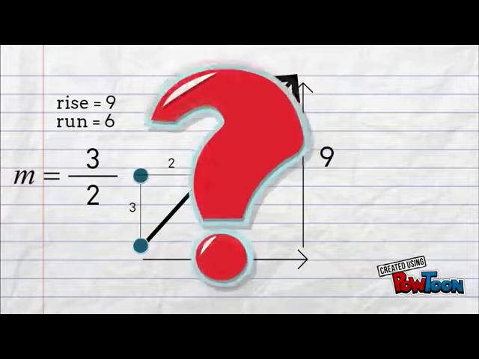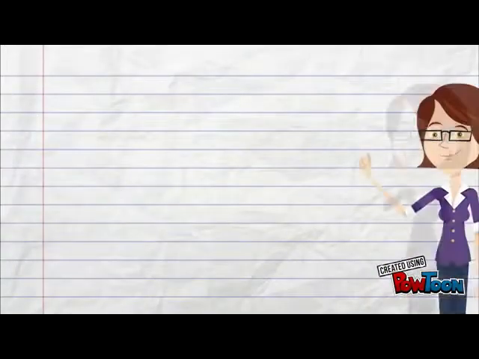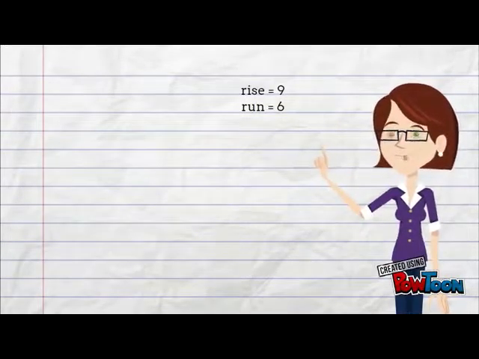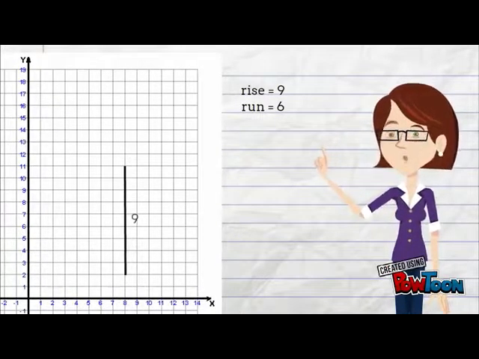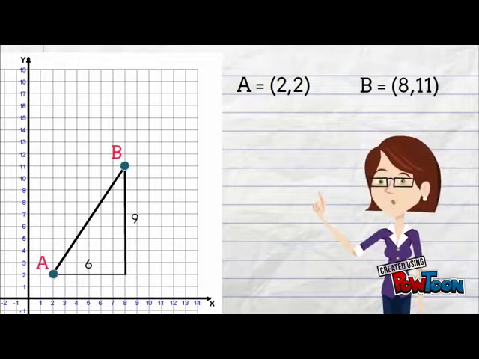What if the rise and the run are not given? How would you calculate the slope of a line? Let's try to put the same example in the Cartesian plane. We let the rise be anywhere we want, also the run, and the line we are focused on is this. We can see that the two endpoints of our inclined line have their own coordinates: point A with the coordinates (2, 2) and point B with the coordinates (8, 11). Now let's just say we don't know the rise and the run.